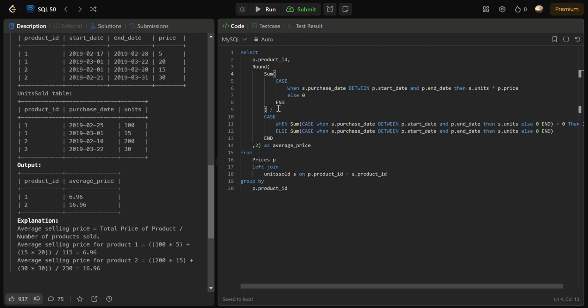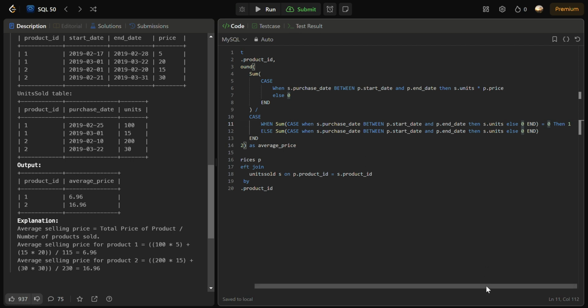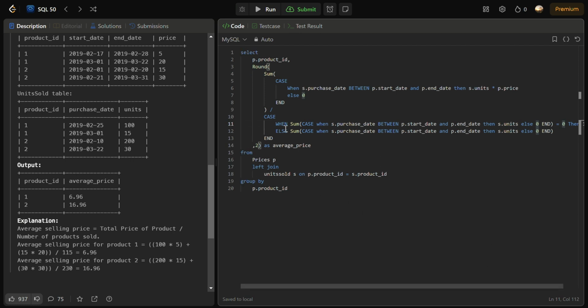Then we are dividing it by the number of units sold. Here also we are checking if the units sold is zero. If the sum of this whole thing equals zero, then we set it to one, because we don't want to run into a division by zero error. Otherwise, we use the statement we set up over here: when the purchase date is between the start date and end date, give the number of units and sum it up. When we divide, we get the average price. So that's it. Thank you.